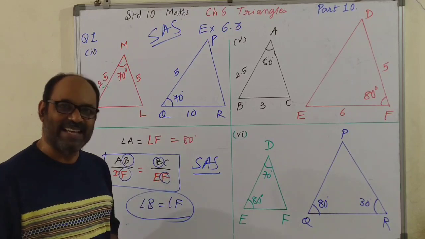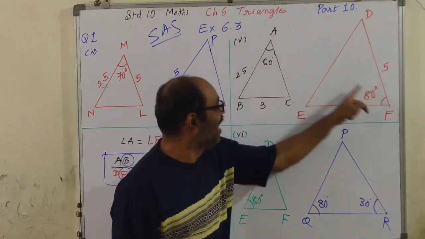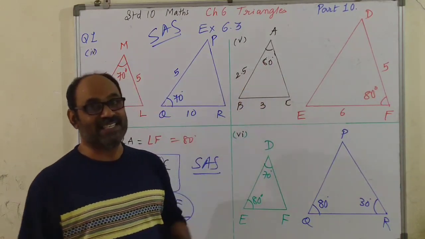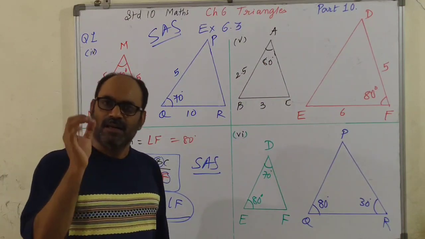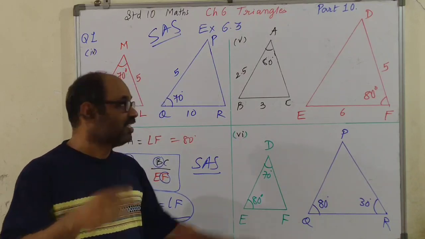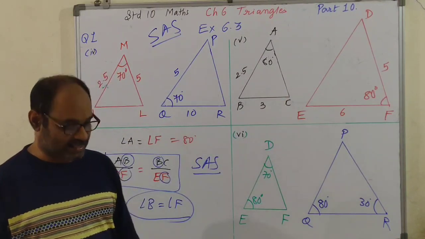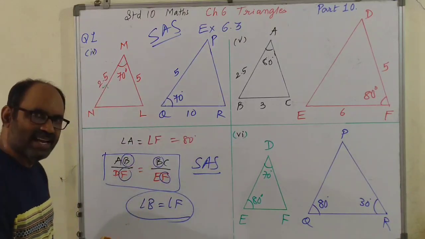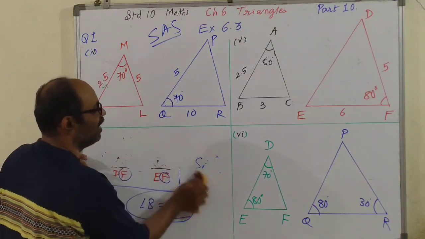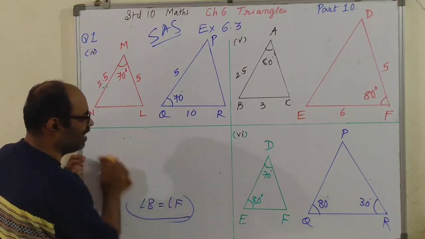This condition is not being satisfied. Here there is an included angle, but it is not between the two sides. So, none of those three conditions is satisfied here. So the two triangles are not similar. And since they are not similar, we don't have to write anything. Okay? Let's see the last pair of angles.